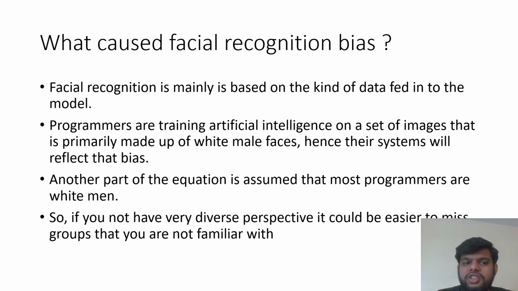What causes facial recognition bias? Facial recognition is mainly based on the data that is fed into the model. Programmers are training artificial intelligence on a set of images that is primarily made up of white faces. Hence, their systems will reflect the bias. Another part of the equation is that most programmers are white men. So if you do not have a diverse perspective, it could be easier to miss the groups that you are not familiar with.